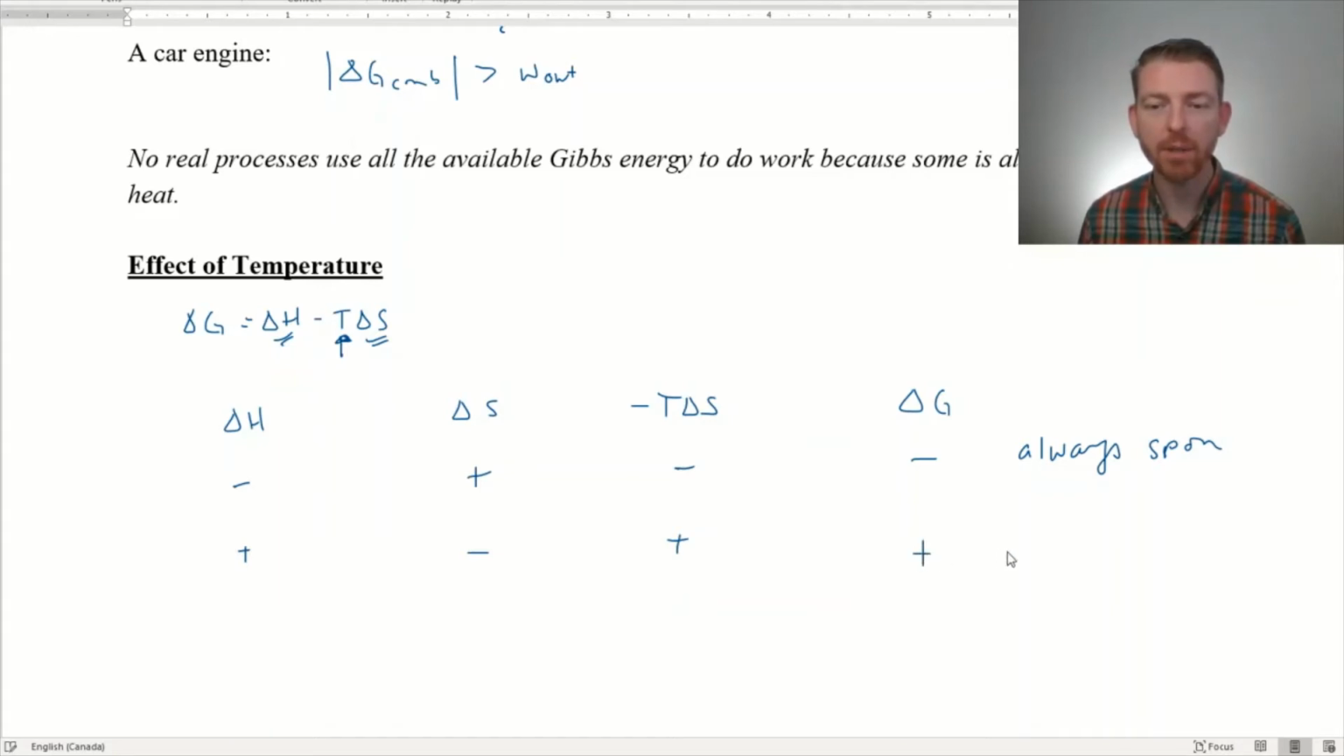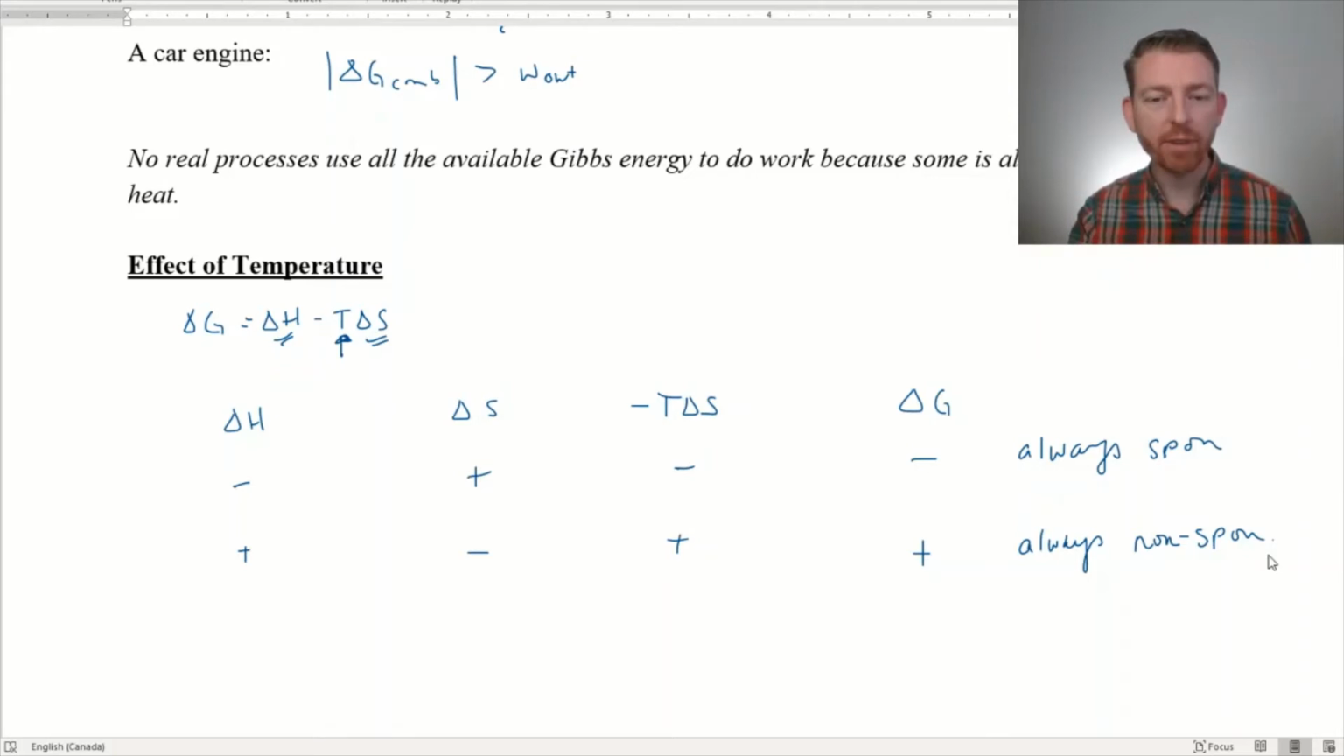So Gibbs has to also be positive. And there's nothing, again, that we could do to that temperature term, whether it goes up or down, that will make it change. So this is always going to be non-spontaneous. The interesting parts are where we get situations where the sign of the enthalpy and the sign of the entropy are different, right?